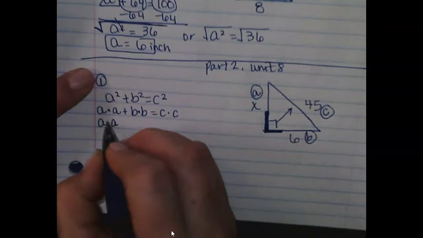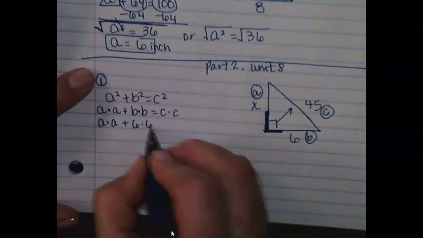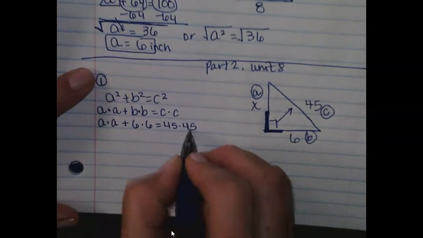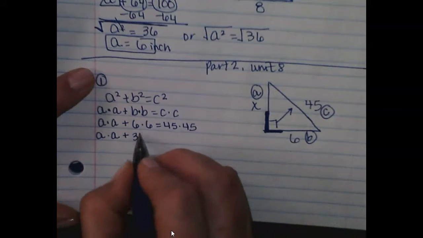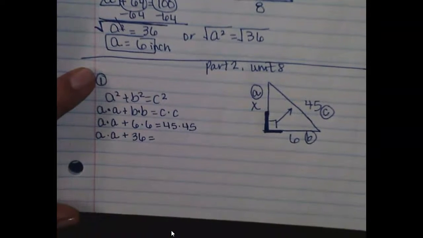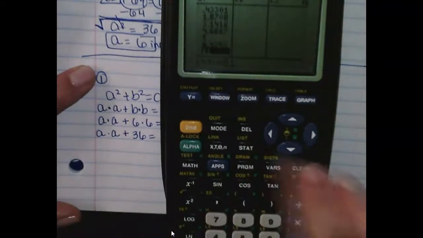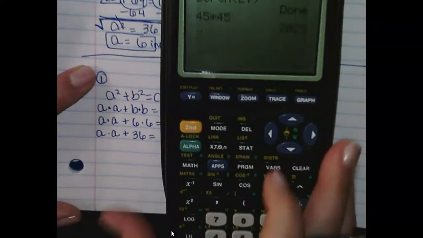A times A is still A times A, and B is 6 times 6, and C is 45 times 45. Now, 6 times 6 better be 36, and if you're not sure, use your calculator, because we don't have time for mistakes. And 45 times 45, well, I don't know, I didn't have that memorized. But I have this calculator that does. I get 2025.